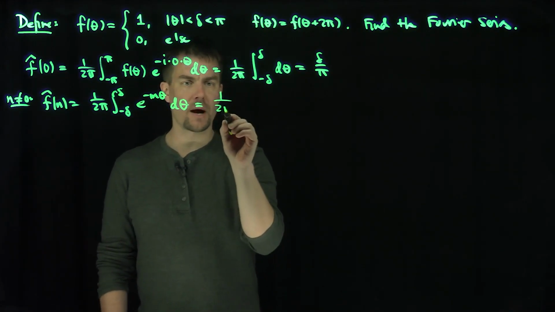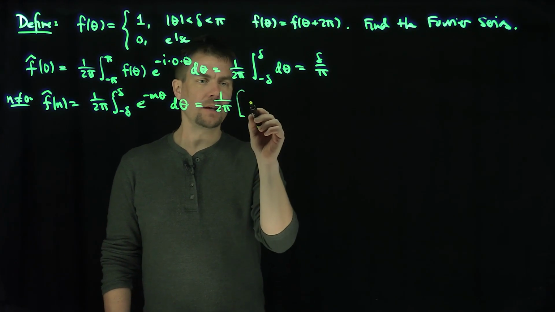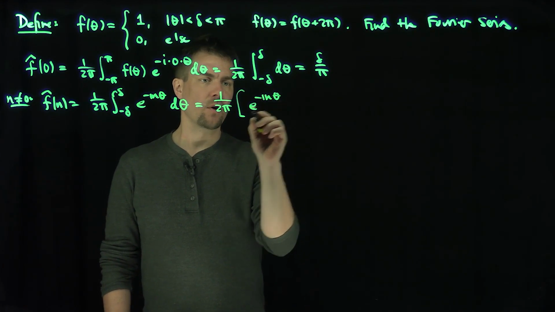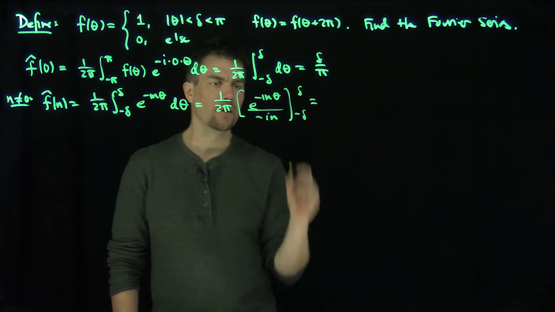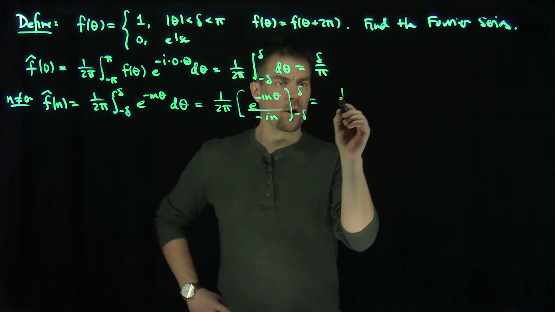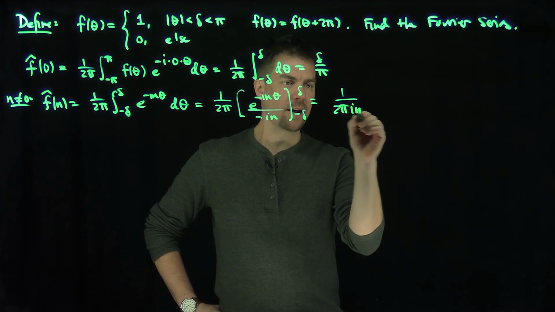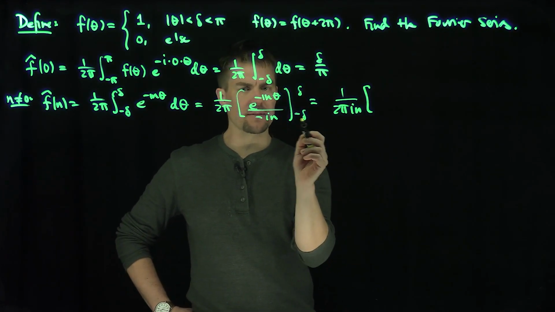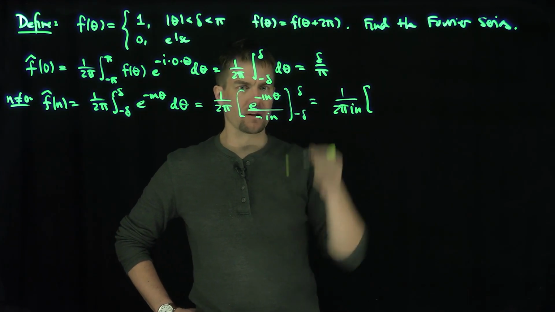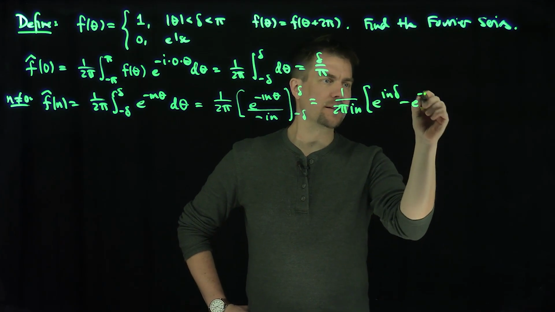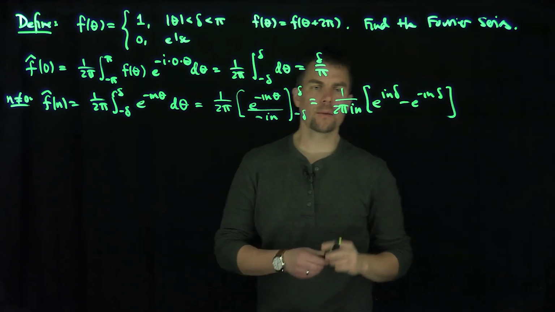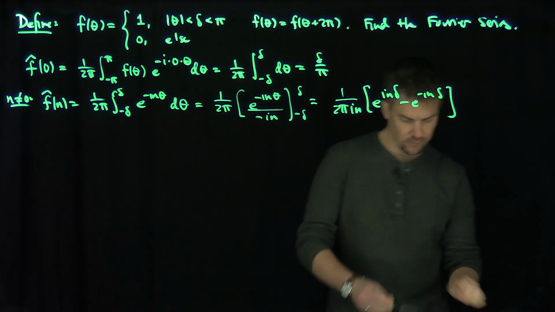I'm going to have a 1 over 2 pi, and then I'm going to have e to the negative i n theta over negative i n from negative delta up to delta. Of course, what we'll get over here is 1 over 2 pi i n. And then with this negative sign, I'll get rid of that negative sign by flipping the limits. So I'm having e to the i n delta, and then minus e to the minus i n delta over here. And so now let's examine these coefficients carefully.